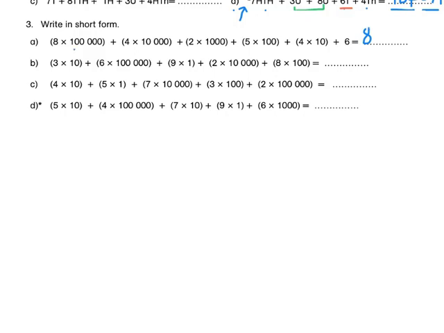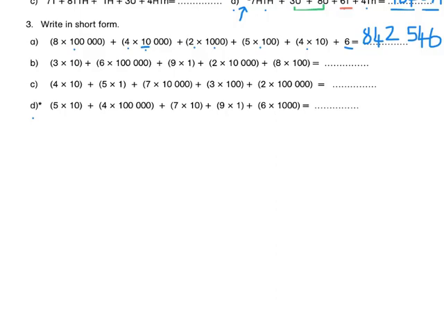Next, we have 4 times 10,000, which means that we have 4 10,000s, which comes in our 10,000s place value column. We've got 2 times 1,000, so we have 2,000s, which comes next. 500s, 4 10s, and lastly, 6 units. Let's have a look at D.